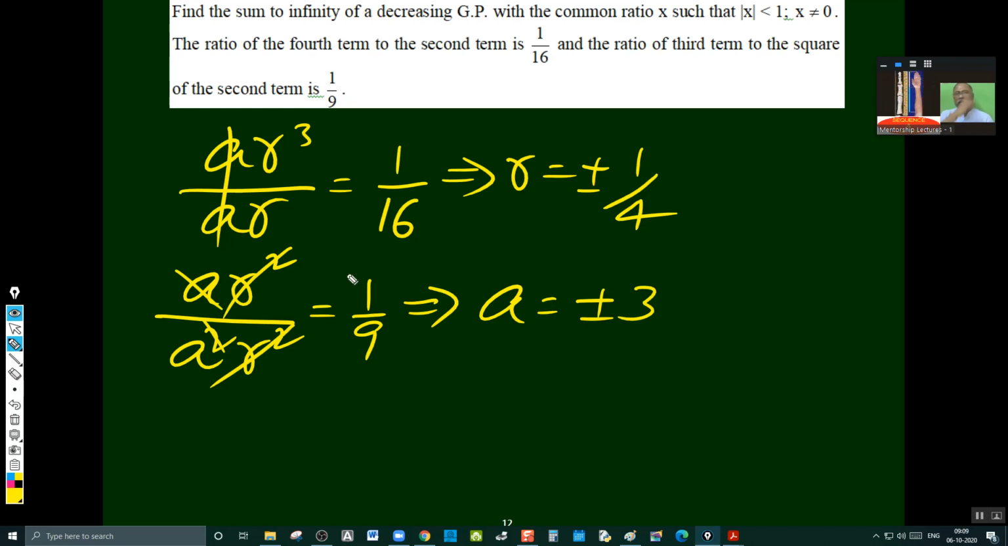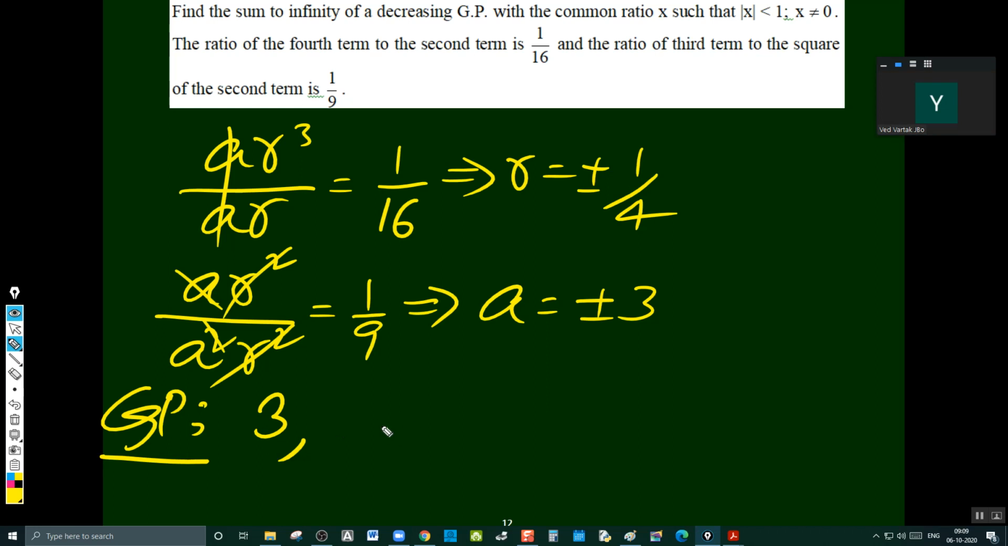क्या पूछा इन्होंने? Decreasing GP पूछ रहा है. Decreasing ही होगा क्योंकि 1 by 4 ले लो, minus 1 by 4 ले लो, वो तो fraction से multiply कर रहे हैं ना, तो decreasing ही होगा. So 3. ए 9 आएगा ना. सर ये 9 आएगा ना. Correct. You're right. You're right. ये 9.